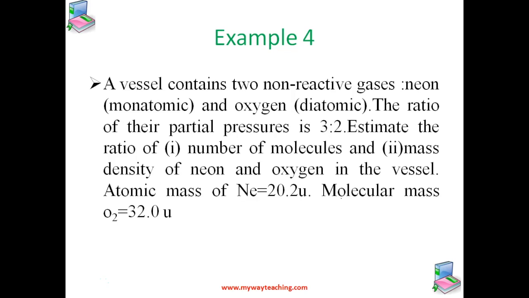Now another example. A vessel contains two non-reactive gases. One is neon, which is monoatomic, and oxygen, which is diatomic. The ratio of their partial pressures P1 is to P2 is 3 is to 2. So here we should estimate the ratio of number of molecules and mass density of neon and oxygen in the vessel. Atomic mass of neon is given by 20.2 u and molecular mass of oxygen is given by 32.0 u. Okay.